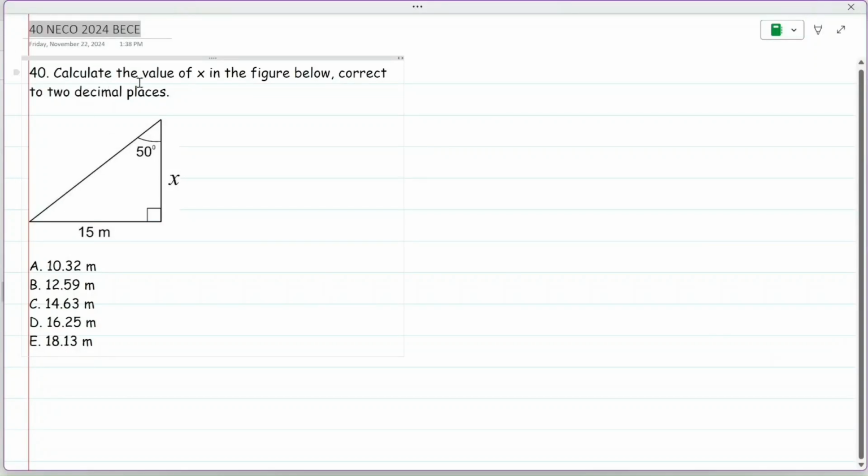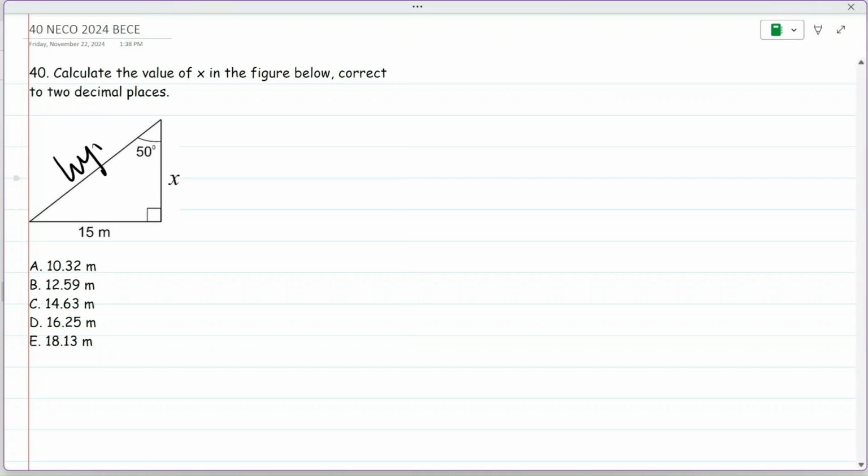Question 40. Calculate the value of x in the figure below, correct to 2 decimal places. This is a right angle triangle. We have an angle and a side. Like said in previous videos, you have to find the hypotenuse first, the side facing the 90 degrees. This is the 90 degrees, and the side facing it is this side.